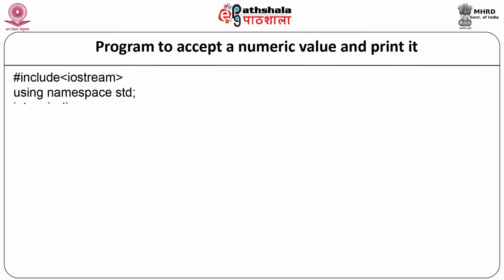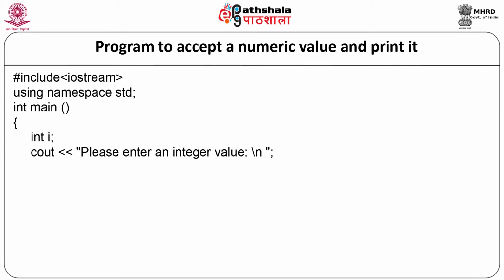Now let's see the program to enter an integer and print its value and its value when doubled. Let's start with the main function, int i. Here we will ask the user for the value of i. So we are displaying the message, "Please enter an integer value". We are taking the value from the user as cin >> i.